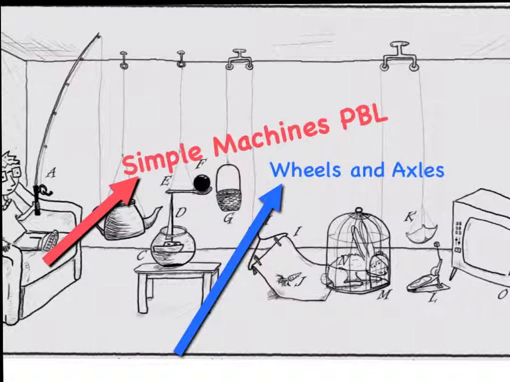What are wheels and axles? When do we use them? What can they do for us? Could you use one in your invented machine?